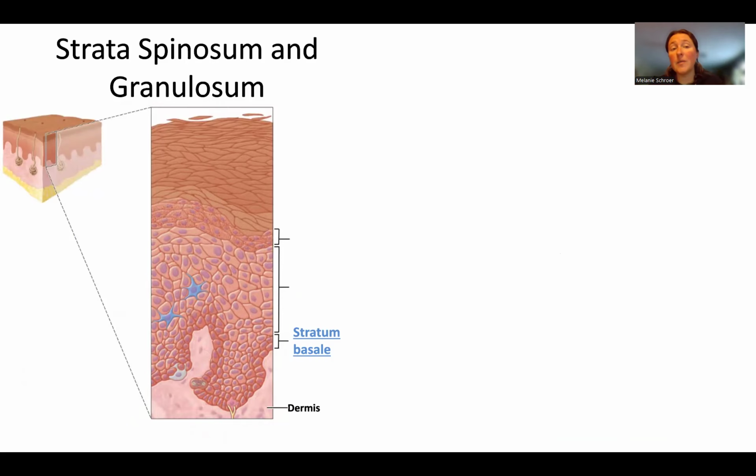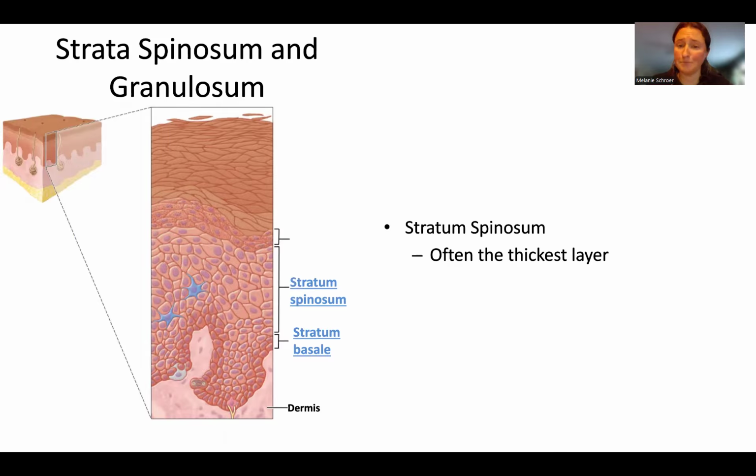Strata, granulosum and spinosum. Strata is plural, stratum is singular. So we're going to look at two strata here. Building upon our diagram here, the deepest single layer is called the stratum basal. Moving more superficially, let's see the stratum spinosum. Stratum spinosum is usually the thickest layer.